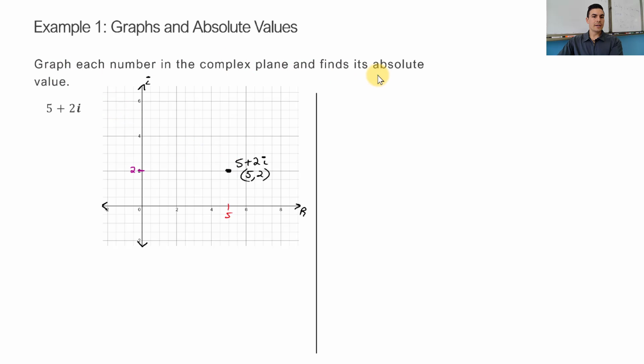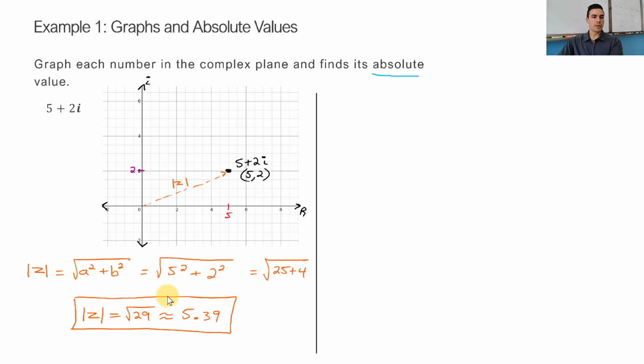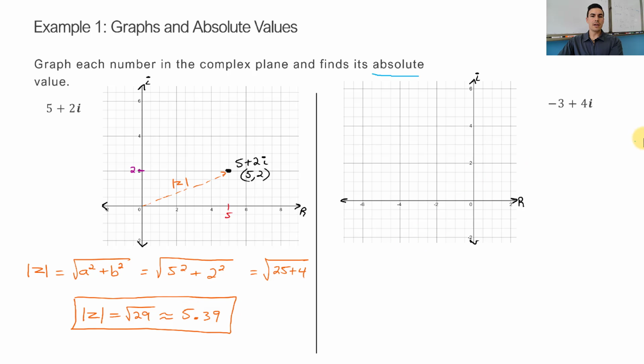Now what we're asked to find here is its absolute value. Absolute value is going to be, again, this distance from 0, from the origin. So we find that by taking the square root of a squared plus b squared. So it's going to be the square root of 5 squared plus 2 squared, or the square root of 29, which is approximately 5.39. Okay, so you guys go ahead, pause the video, and graph and find the absolute value of -3 plus 4i.